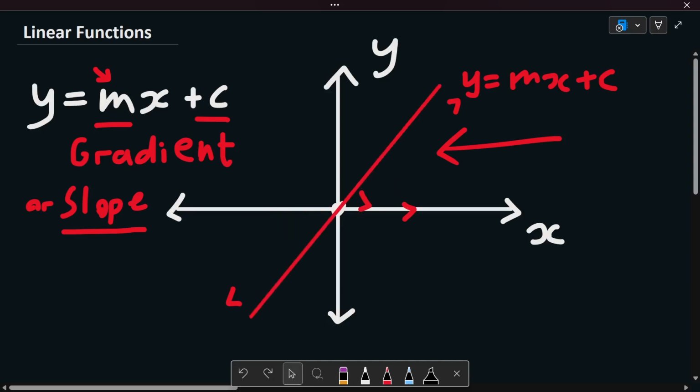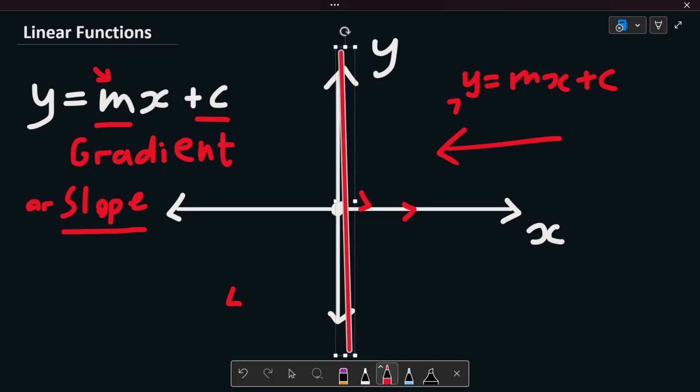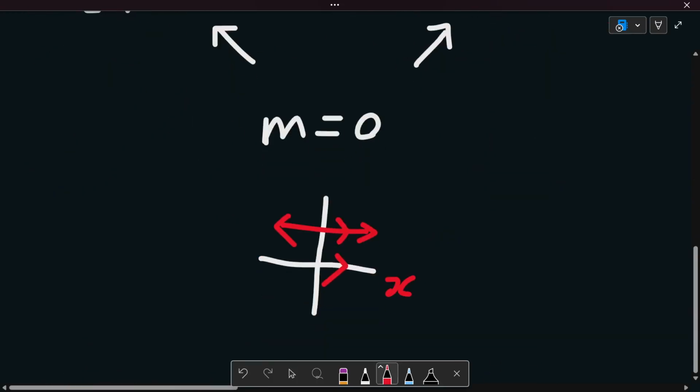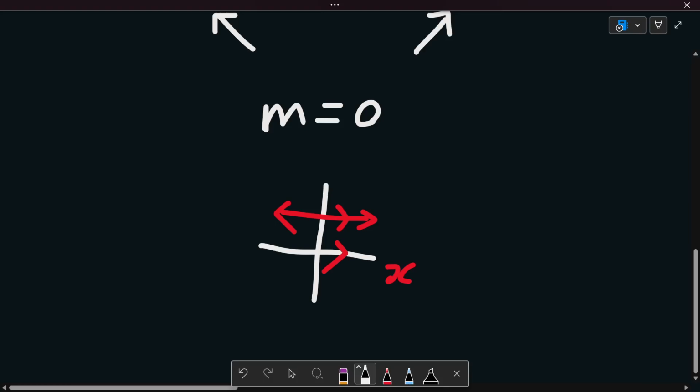But what happens if it actually is vertical? Okay, I'm just going to be honest. Let's just assume that this over here is parallel to the y-axis in this case, right? So what if it is parallel to the y-axis? Then what? We're just going to simply say the following. This is where we say that the gradient will be undefined.